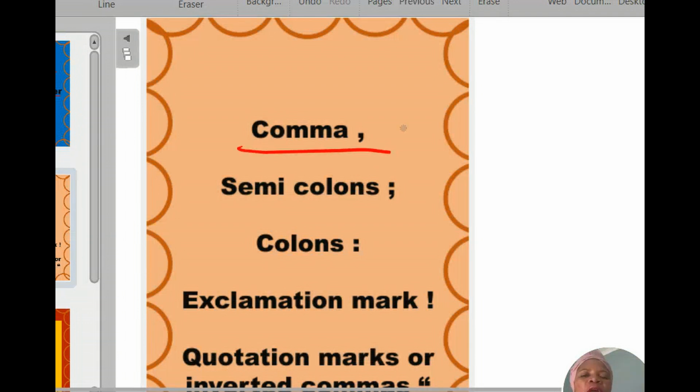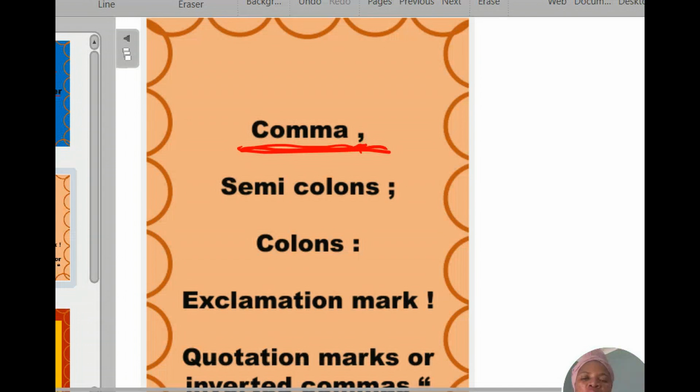Let's go on. Comma. When we have got a thought which is very long, a sentence which is very long, we need to breathe temporarily in some way. So we put a comma. If we want the readers to breathe, they have to stop where they see the comma.